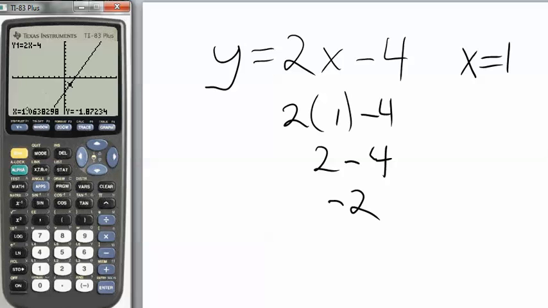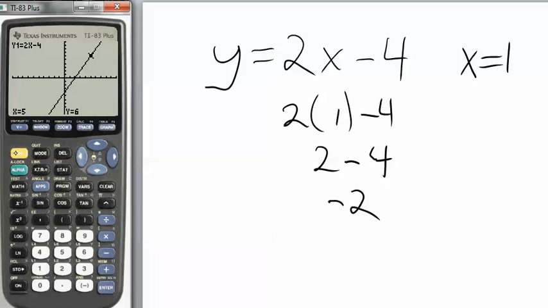If you're in trace and you want to know what this equation is when x is 1, all you have to do is, when you're in trace, hit 1, and it says x equals 1, and hit enter, and it'll tell you y equals negative 2. If I want to know what it is when x is equal to 5, I just hit 5 and hit enter, and it'll tell me what y is. So that's one way we can do it.